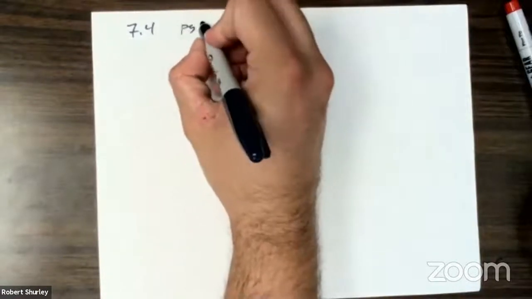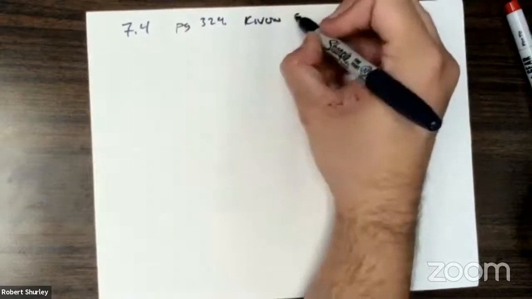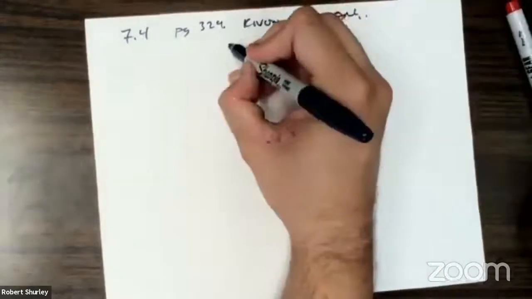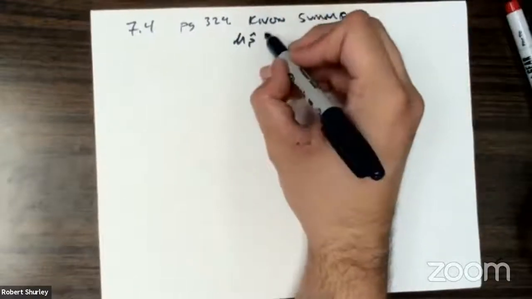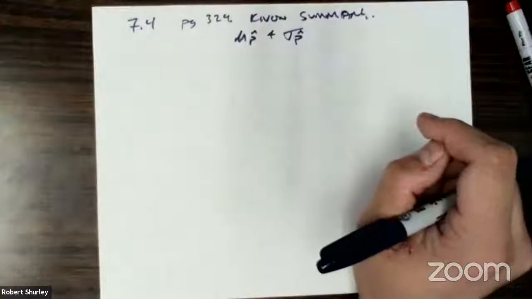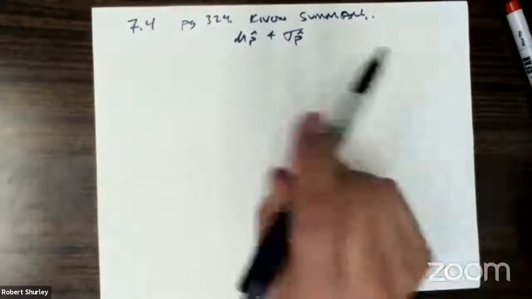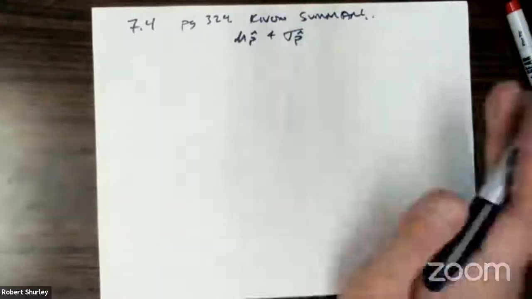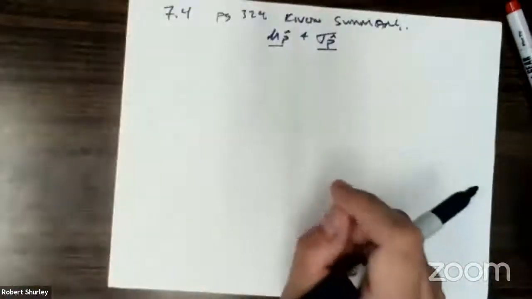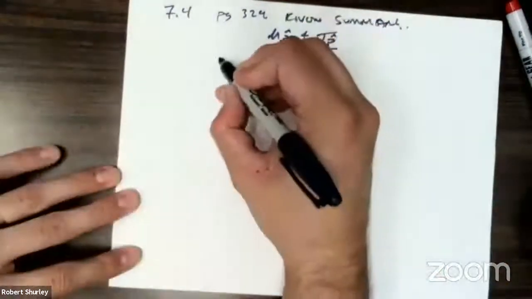So know the summary. I'm going to do that again, page 329. Know the summary, which really just means know how to find the mean and the standard deviation of the sample proportion. Okay, know how to find the mean and the standard deviation of the sample proportion. We know the other stuff, how to compute the probability, because we can get it by using the mean and the standard deviation. So you've got to know how to compute the probabilities.